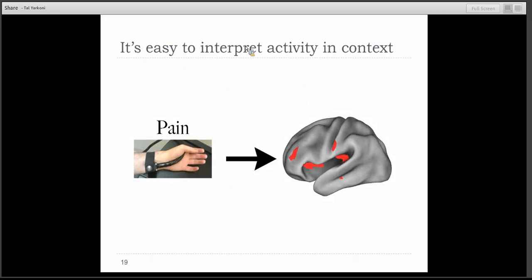If you know that you induce pain, so this is my hand, nobody else was hurt in producing these slides. The state is, and then you get the image. Well, it's easy to say, oh, sure, that makes sense. It fits with what we know.